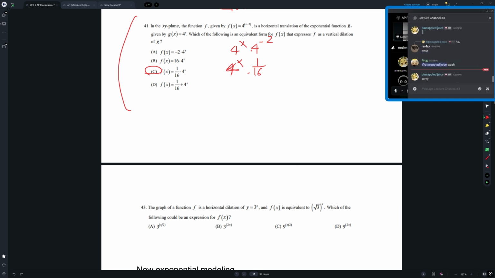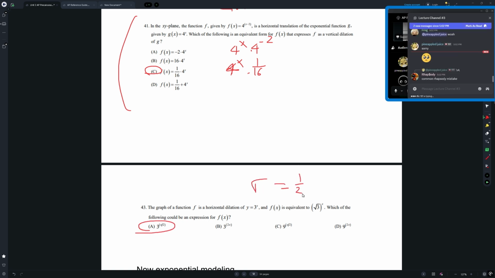Alright, 43 is A. Because the square root is equal to the power of 1/2. And that's pretty much the idea. And the cube root is equal to the power of 1 over 3. And that's it. Any questions on 43, before we move on to the next topic?